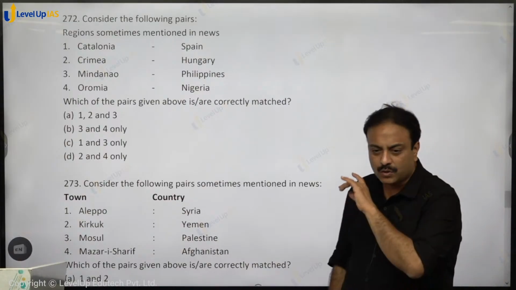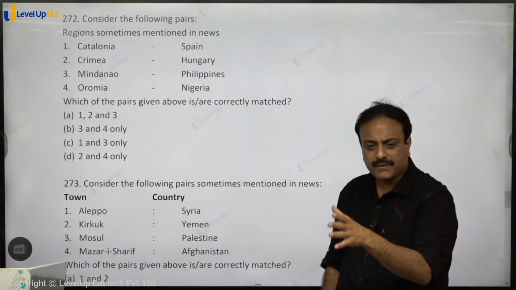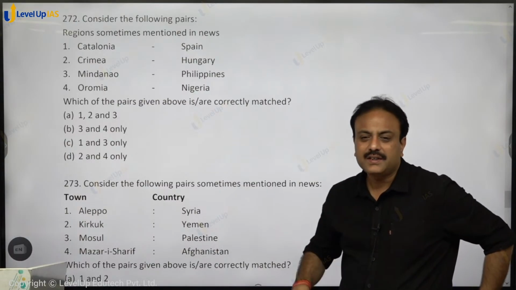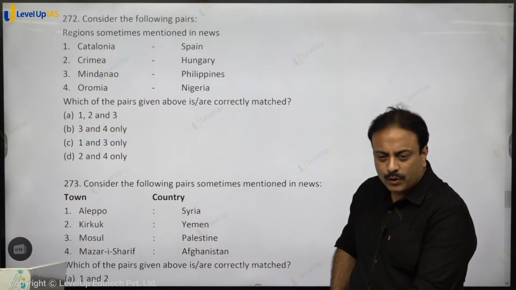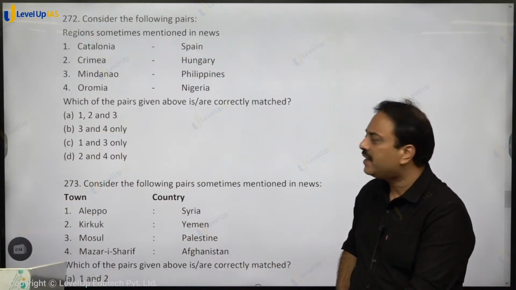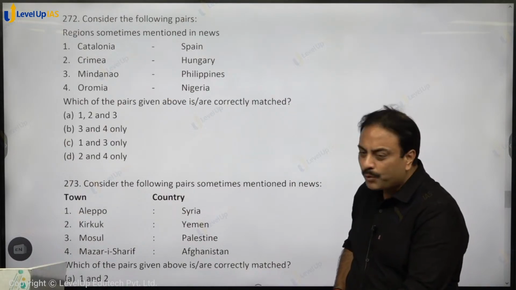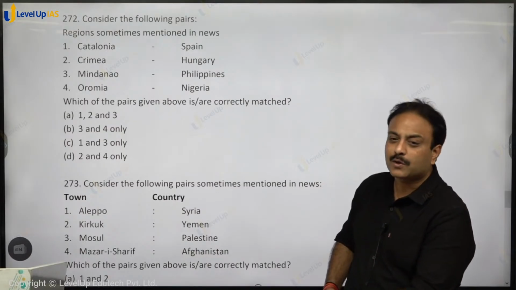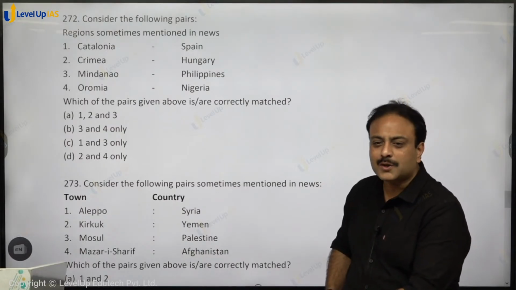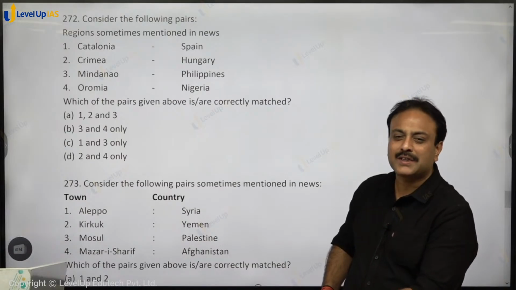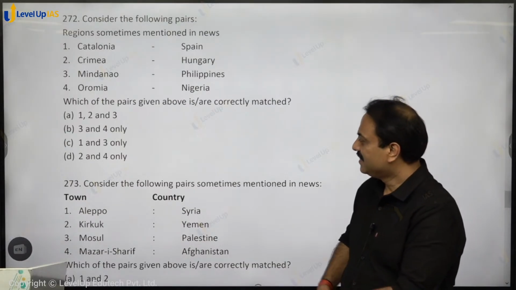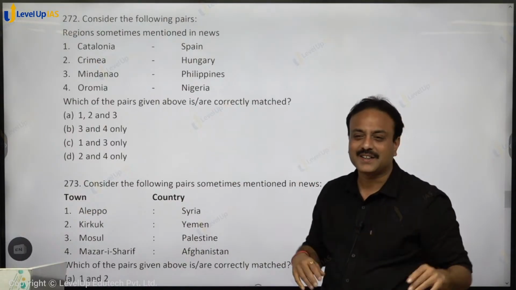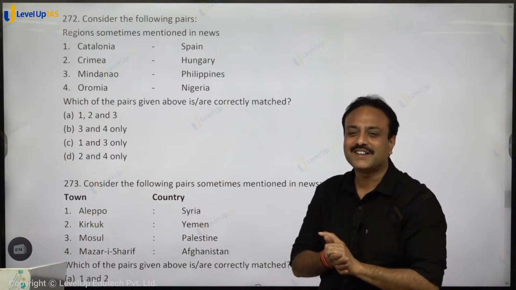Catalonia is in Spain, yes or no? Catalonia is a very famous, commonly known region in Spain. Crimea, Hungary. Crimea is in Ukraine. In 2014 it was annexed by Russia. And this is the point of contention that is going on between Russia and Ukraine even now. Ukraine is saying leave Crimea too. He is saying first save Donbas, save Kherson, save Zaporizhzhia. See the smartness of the Russian president, who is saying we will not talk to you at all, you first come after fighting an election.